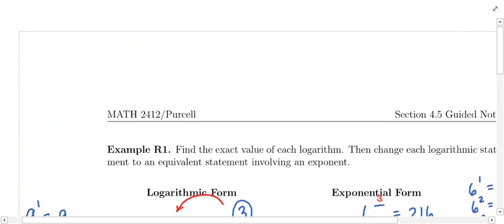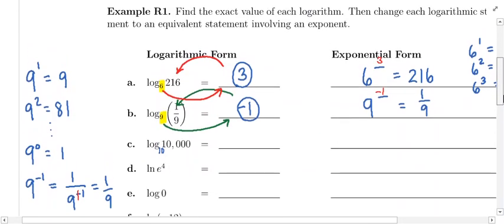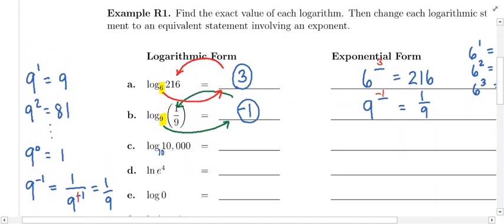So I'm going to come up here and write a big note. If you see log, the base is 10. You can write it in if it helps you. So here we're going to do the same thing.